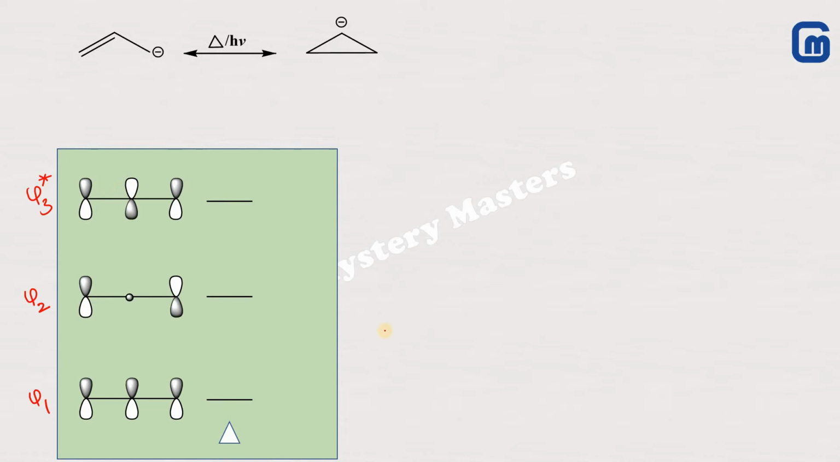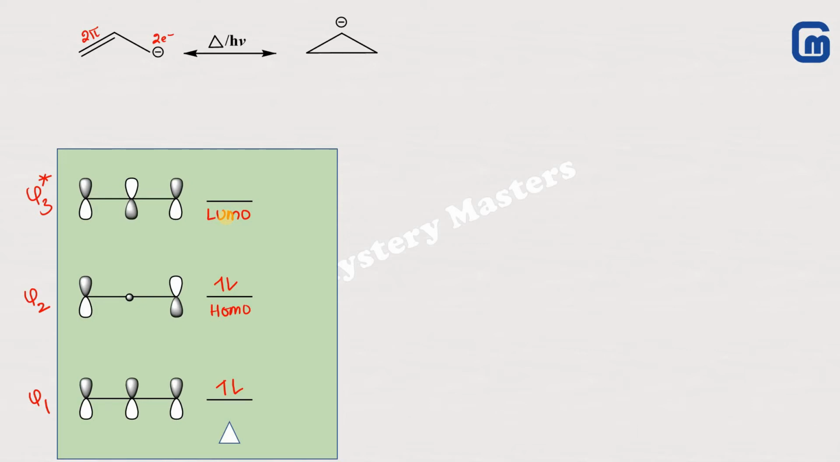Now if you talk about the number of electrons, overall you can see there are 4 electrons: 2 pi electrons are there and 2 electrons are present here. So 4 electrons are filled in such a way that your psi2 becomes HOMO and psi3 star becomes LUMO in thermal condition. Now we will see how the cyclization takes place.